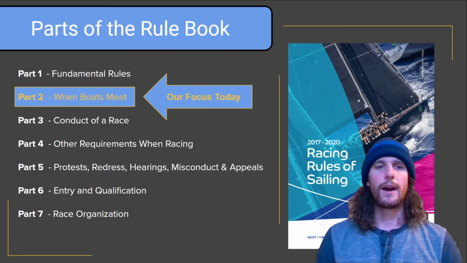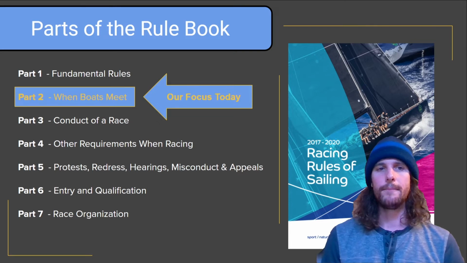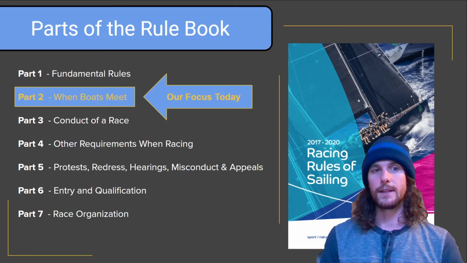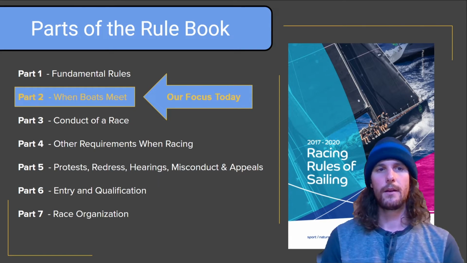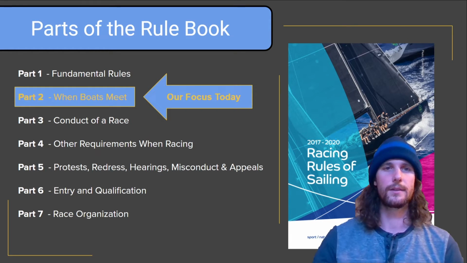So the rulebook's divided into 7 parts, being Fundamental Rules, Part 1, When Boats Meet, Part 2, Conduct of a Race, Part 3, Other Requirements While Racing, Part 4, and the list goes on. Our focus today will be Part 2, When Boats Meet. This is the section that contains the right-of-way rules, or how we interact with other boats on the race course.